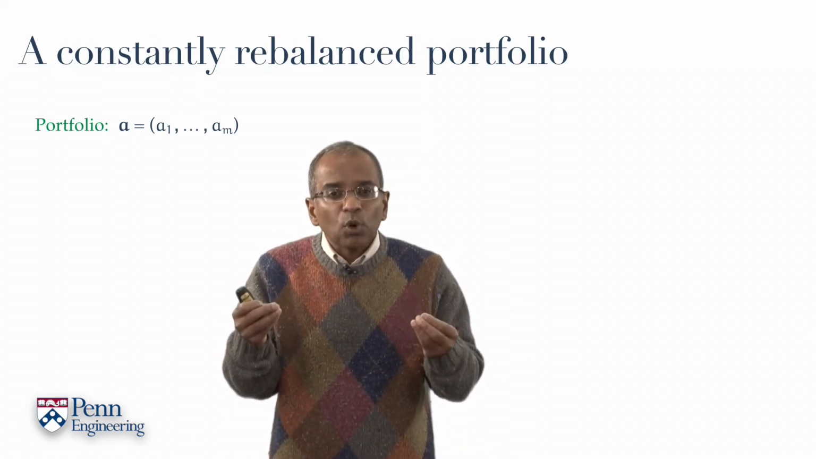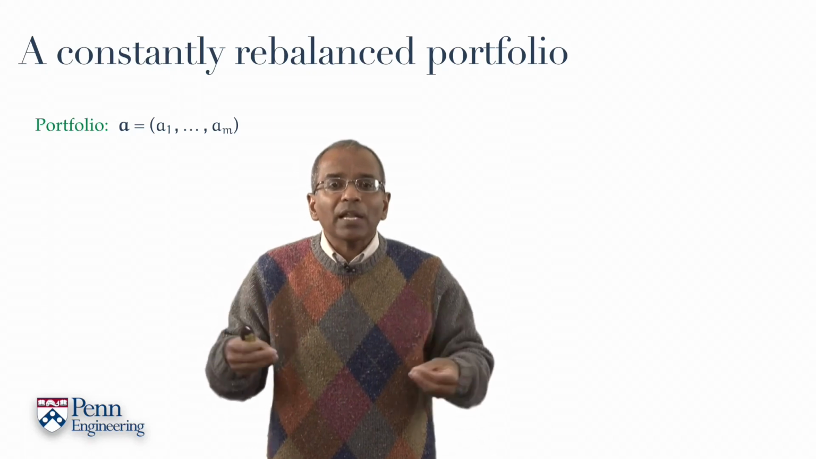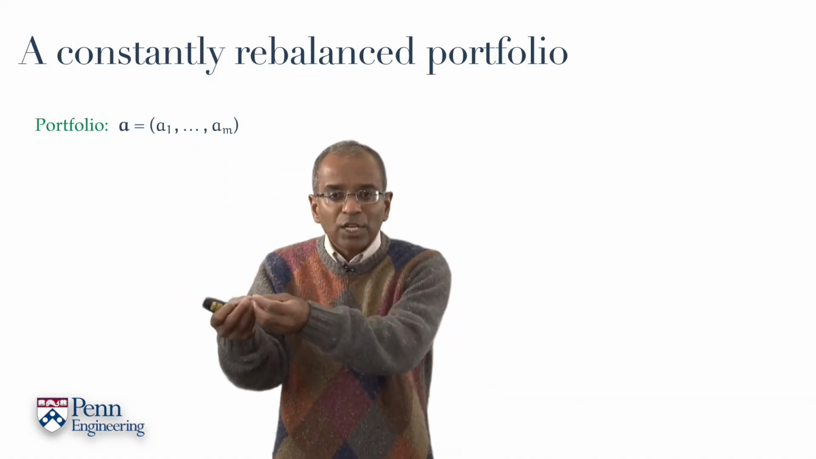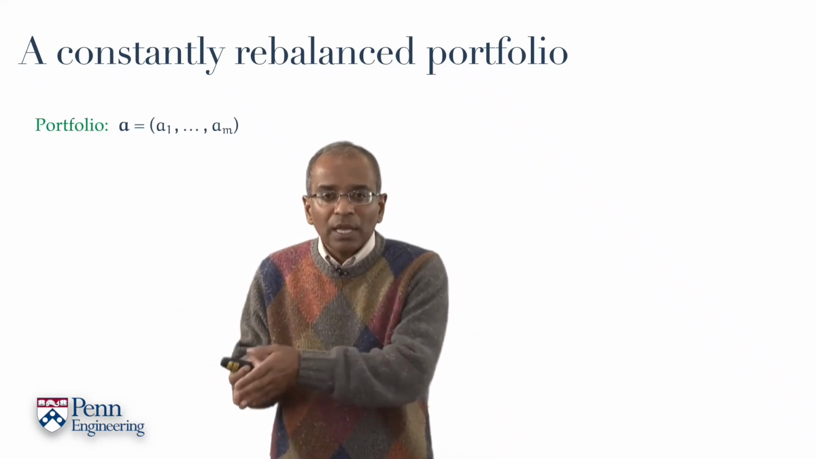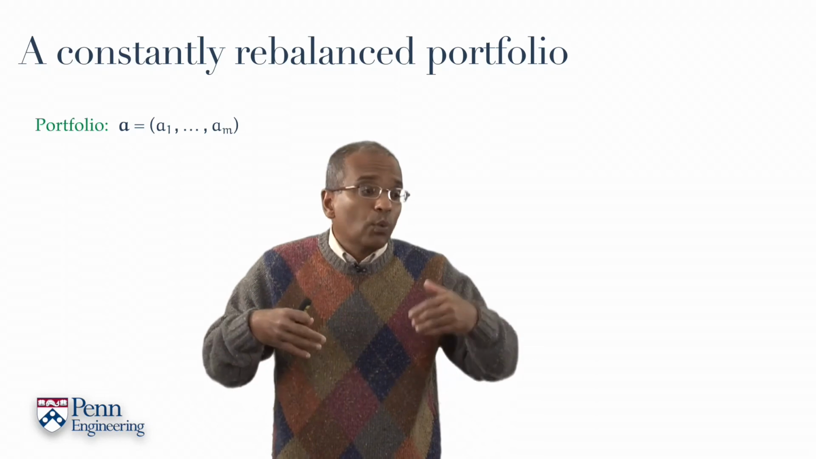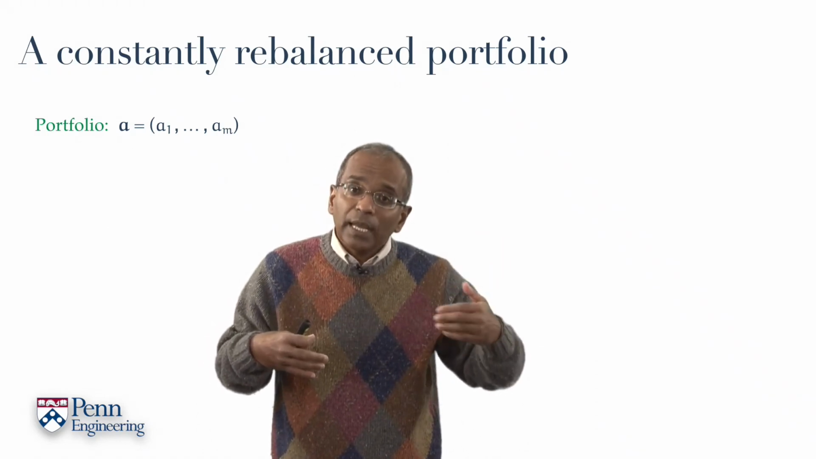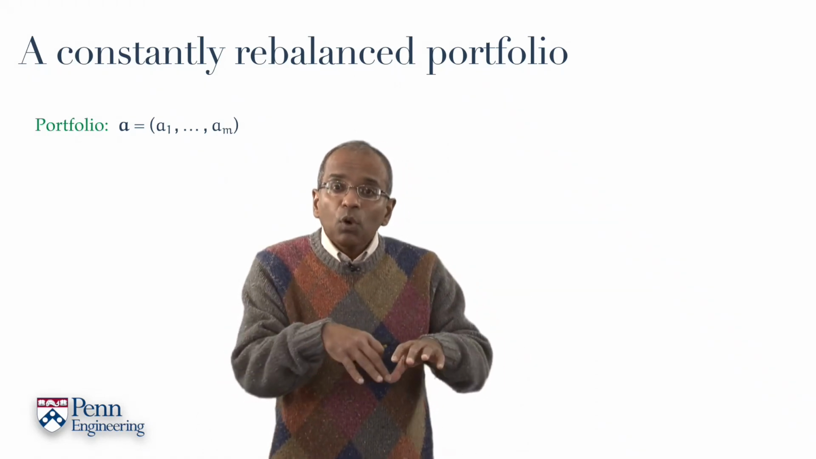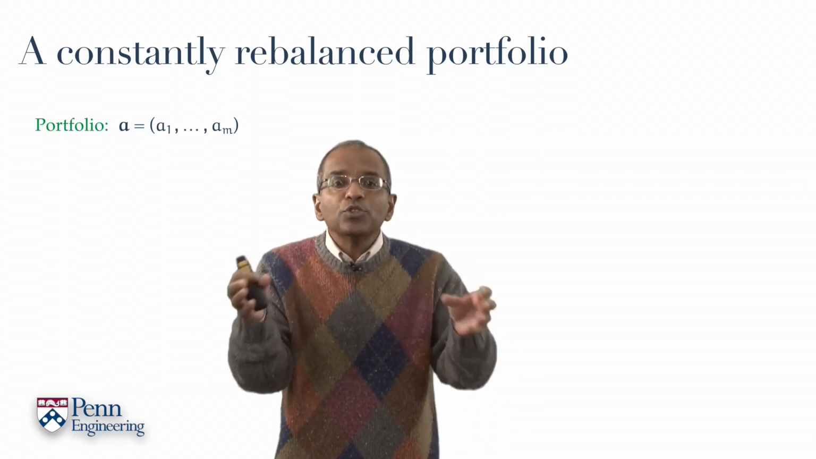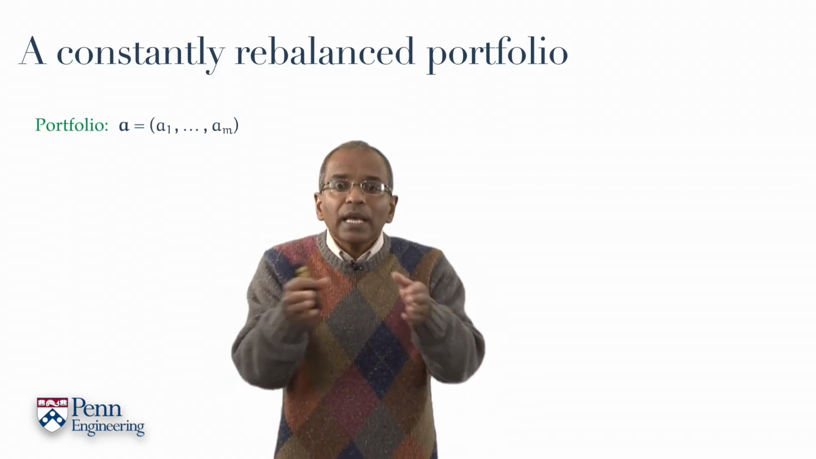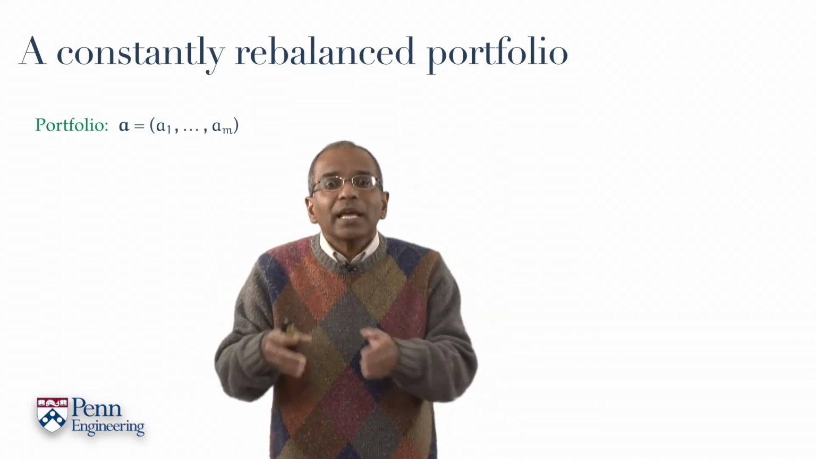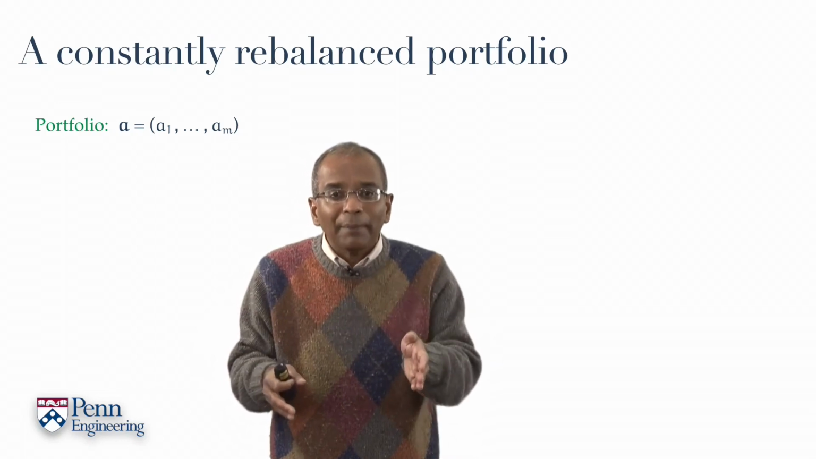This is sometimes called a constantly rebalanced portfolio, because when you initially start with your wealth and you spread it out across the stocks, at the end of a day's trading, the stocks are worth different amounts, and so we have different amounts invested in different stocks. What we then do promptly at the end of the next day's trading is to move resources around so that, again, all the stocks have resources allocated in the proportions A1 through AM.